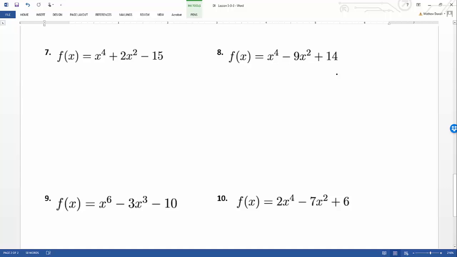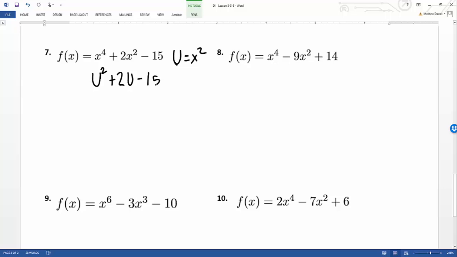For number 7 through 10, we're going to have to rewind a little bit because we learned this trick and we're just reinforcing it today. We have problems that look quadratic, but they're not. We call those quadratic type. And so the idea here is, what if I substitute u equals x squared? This becomes x squared squared, so that's u squared, plus 2u minus 15.